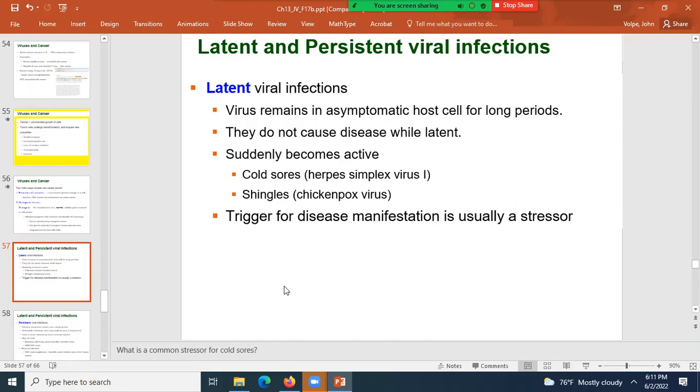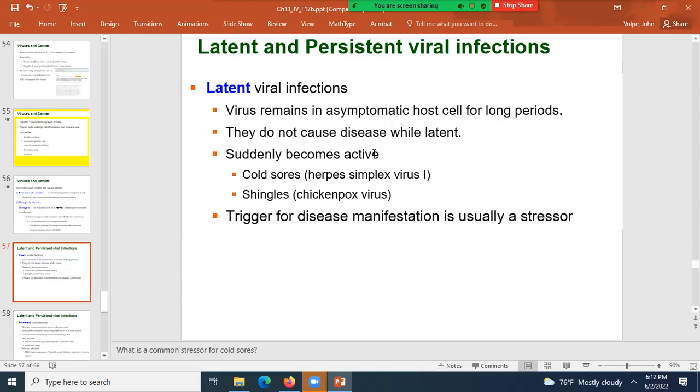If not, let's talk about latent and persistent viral infections. A latent viral infection is where the virus remains in the patient, but the patient is asymptomatic and will be asymptomatic for long periods of time. Generally, the latent virus does not reproduce. It just sort of sits there doing very little. It does not cause disease while it's in latency. And then for whatever reason, the latent virus can come out of latency, activate, and then start replicating.